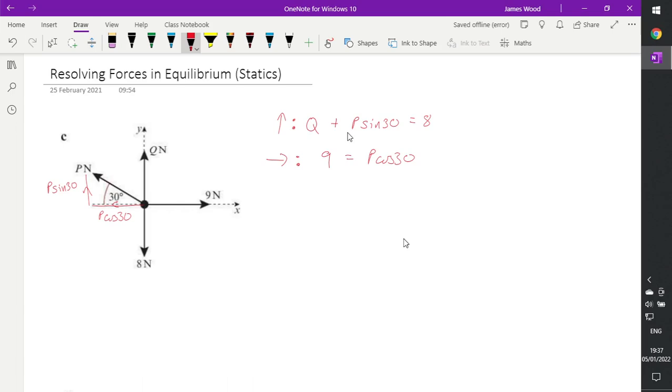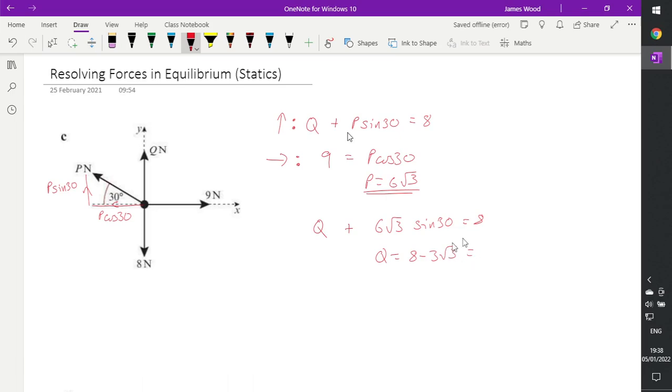Now I can start solving those. I think the bottom equation is quite easy to solve. So I can do 9 divided by cos 30. So P is 6 root 3. Then I can put that into the top equation. So Q plus 6 root 3 sine 30 equals 8. 6 root 3 times sine 30 is going to be 3 root 3. And then 8 minus that will be Q. So Q is 8 minus 3 root 3.